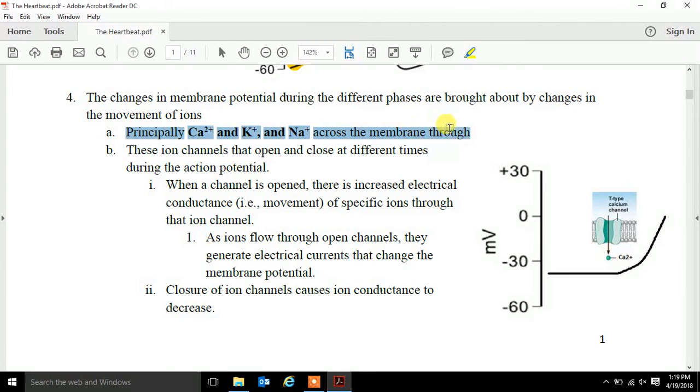So principally, within the SA node, calcium, potassium, and sodium. And again, it goes back to the opening and closing. Here's millivolts as a function of time. We open a channel, the ion moves, that ion has a charge, and therefore we get changes in the membrane potential. That's really all that's happening. The main thing that we're focused on in this class is what channels are opening and when are they opening. What is the sequence of events taking place? Ions flow, generate electrical current, and change the membrane potential. Closure of the ion channels causes that ion conductance to decrease, and something else comes into play. And that lets us fine-tune this response.